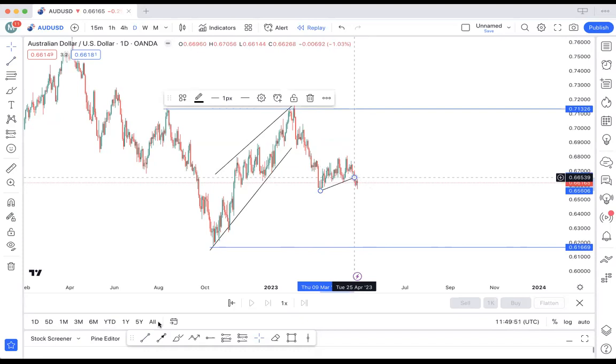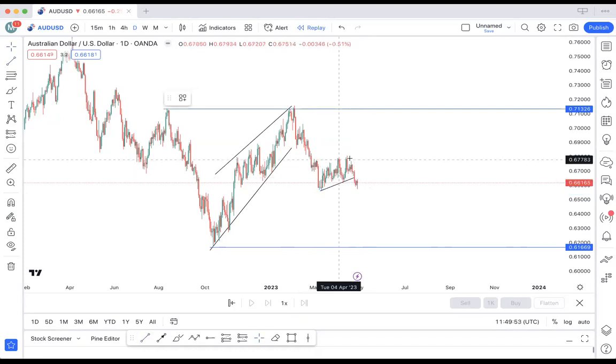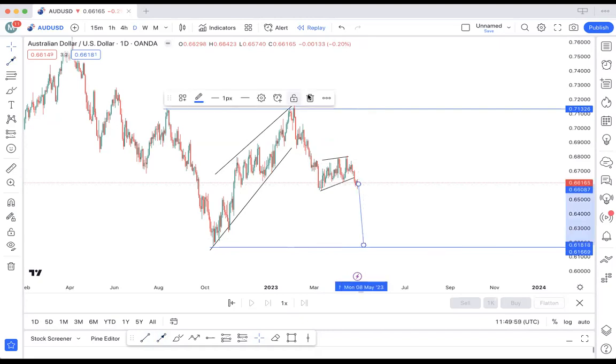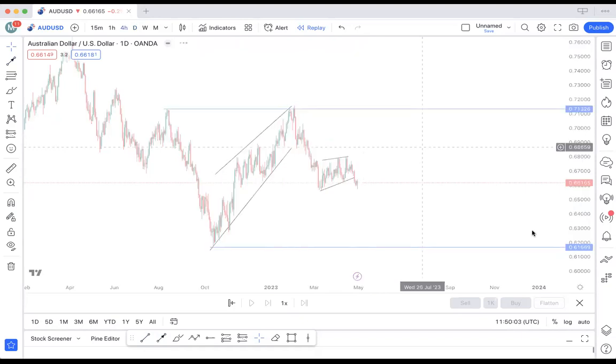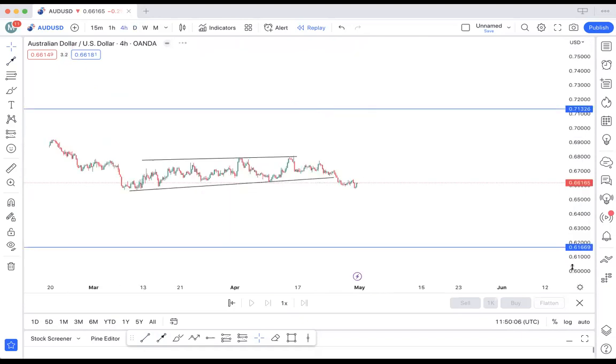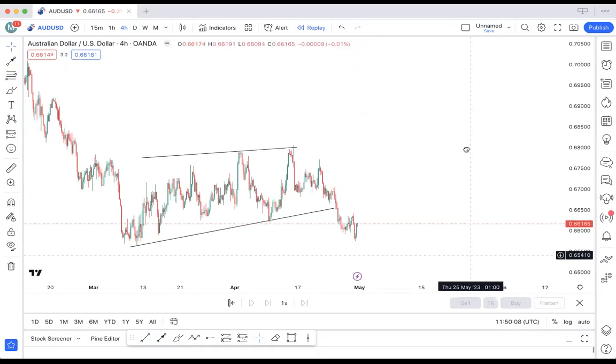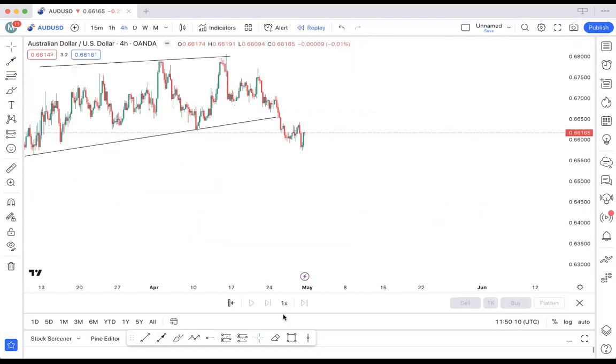A pattern, which is called a continuation pattern. So this is having what? Momentum of going where? Also to the downside. Now let us see on the 4-hour. So on the 4-hour, what are we looking for? A pattern which is having momentum to where? The downside.